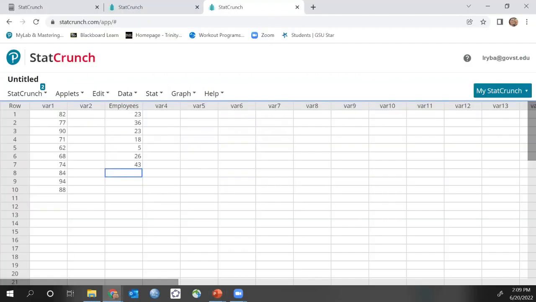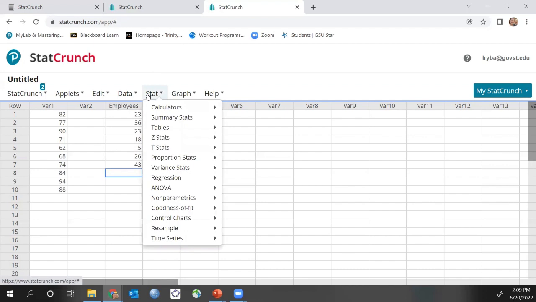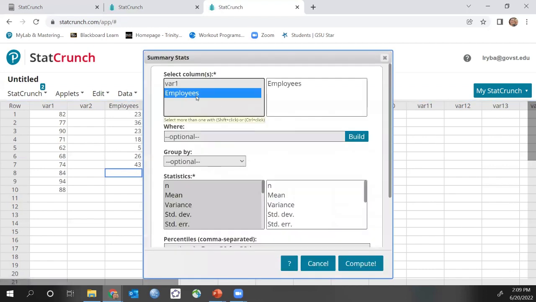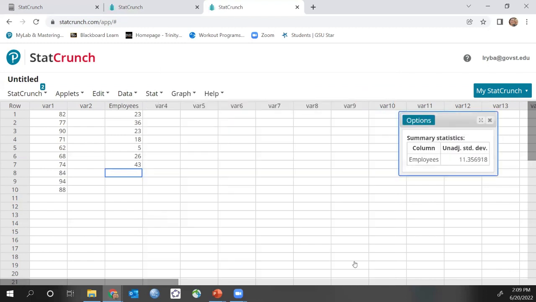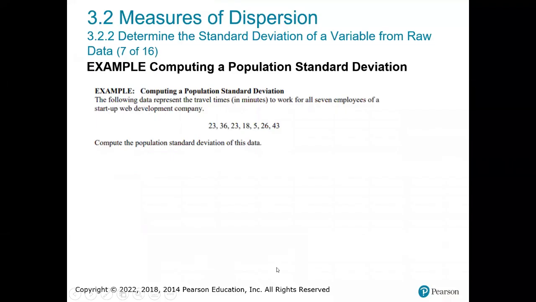Okay, so because I have the entire population, I am going to go to Stats, Summary Stats on my column for my employees, and I want population standard deviation, which is this one down here. And it comes out to be, we'll go to two places, 11.36. So after the five is a six, that six rounds that five up, so 11.36, okay? You also found a population standard deviation. The population uses the sigma symbol, 11.36 minutes.